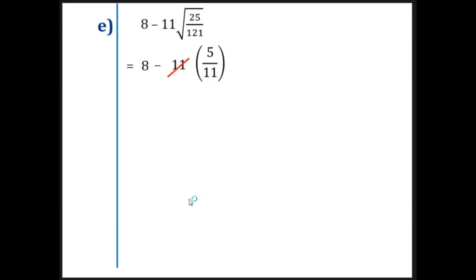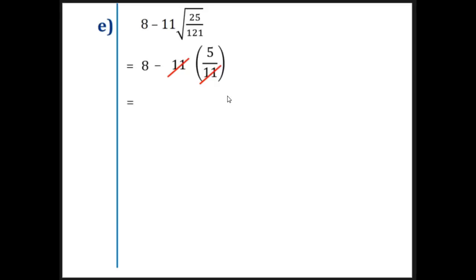Okay? So I'm going to go ahead. So I'm going to eliminate, right? Because if I wrote 11 over 1, my 11s are going to cross cancel, correct? So then I have 5 over 1, which is 5.